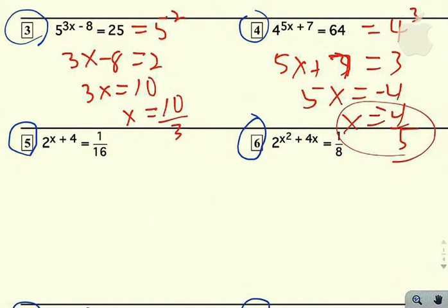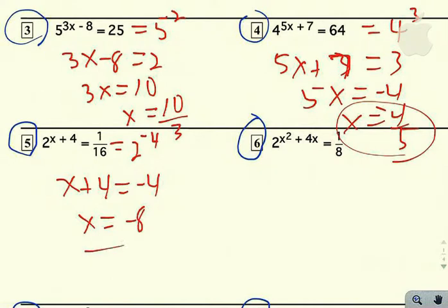For number 5, 1/16 is 2 to the minus 4, so x plus 4 equals minus 4. X then is minus 8.